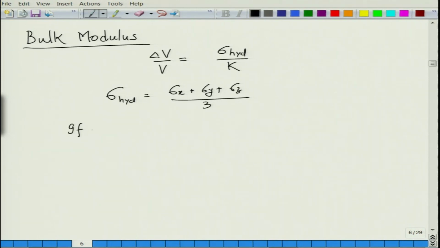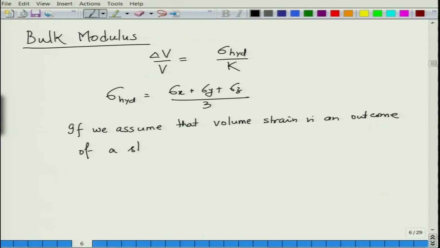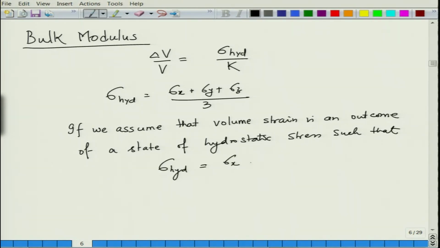However, if we assume that volume strain is an outcome of a particular state of hydrostatic stress such that sigma hydrostatic is equal to sigma x is equal to sigma y, and this also satisfies the above condition, this is a particular case of the hydrostatic stress state. So, this is a particular case.